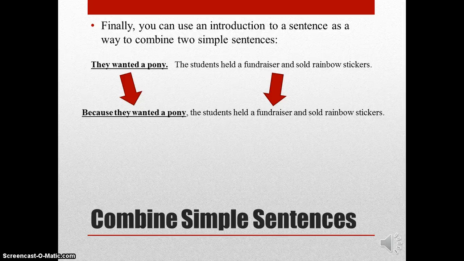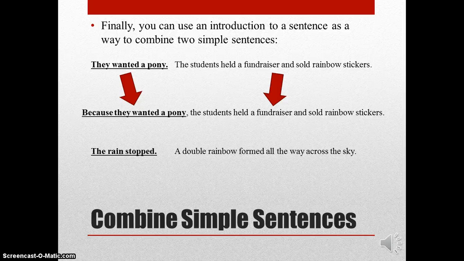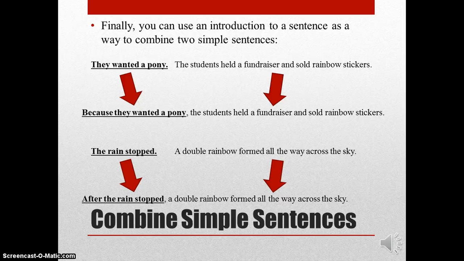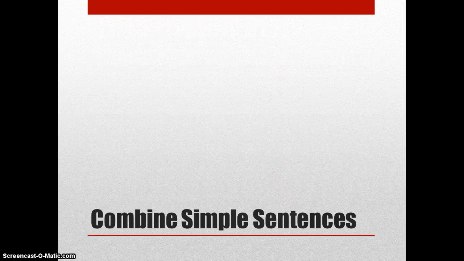Let's look at another example. The rain stopped. A double rainbow formed all the way across the sky. Or, after the rain stopped, a double rainbow formed all the way across the sky. So again, we're combining these two ideas, which are related, into one, in this instance, complex sentence.